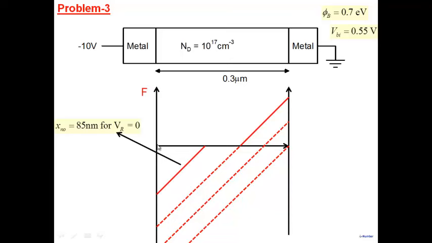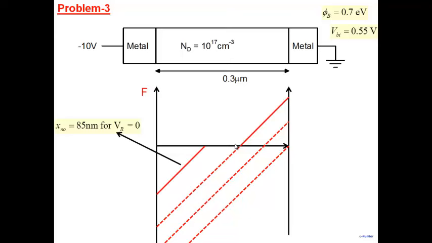Which means this region is 85 nanometer and this region is 85 nanometer. Both these solid lines that you see here, 85 nanometer. So at equilibrium, they're not touching. They're apart, 85 here and 85 here. So there's a neutral region.